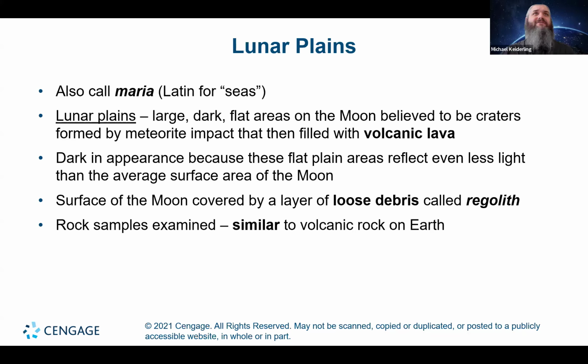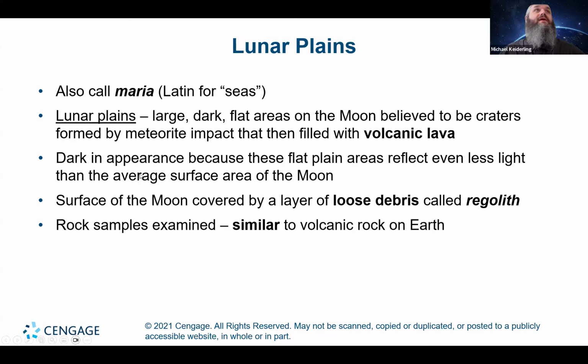They're dark in appearance because these flat areas are covered in basalt, which is darker and reflects even less light than the average surface area of the moon. They were called seas because people saw these dark areas and first thought, oh, those look like bodies of water.